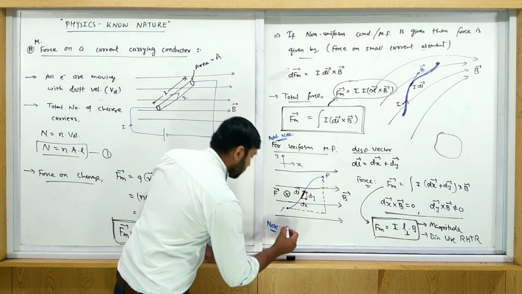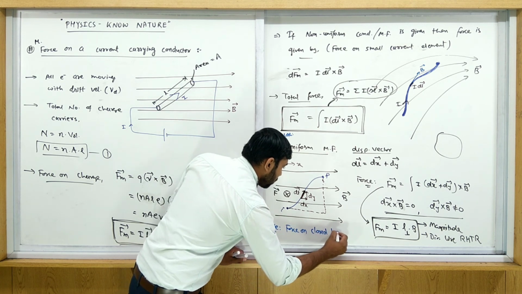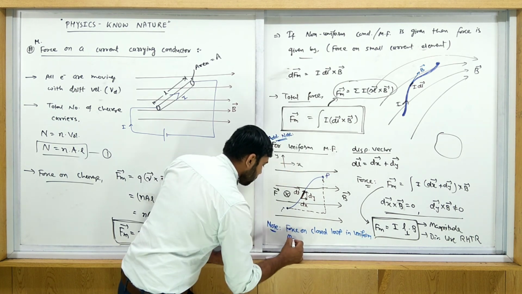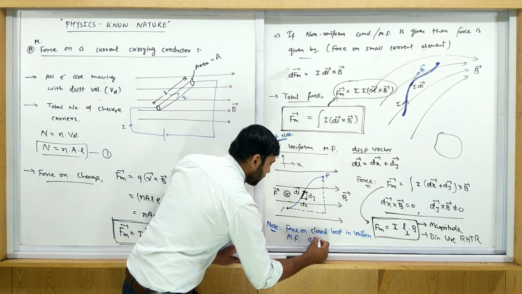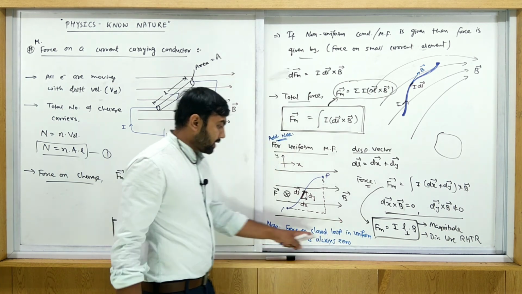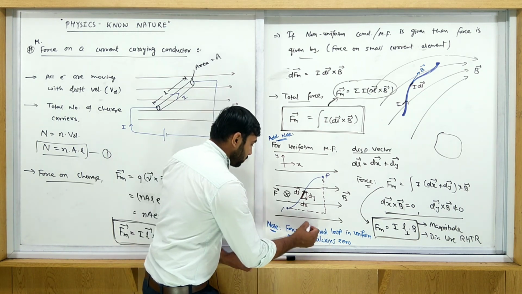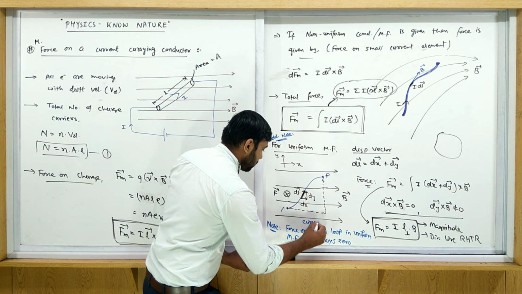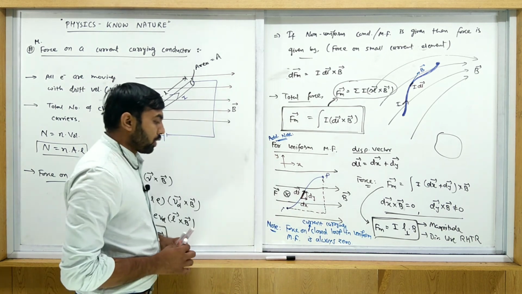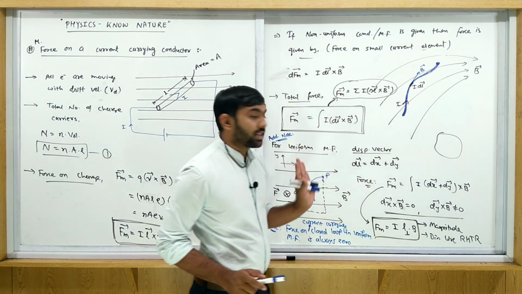Force on a closed loop in uniform magnetic field is always 0. बट कैसी क्लोज लूप होनी चाहिए? करंट कैरिंग क्लोज लूप. Force on a current carrying closed loop in uniform magnetic field is always 0. क्यों? ओके, इस केस में आपका इंटीग्रेशन dl 0 हो जाएगा.